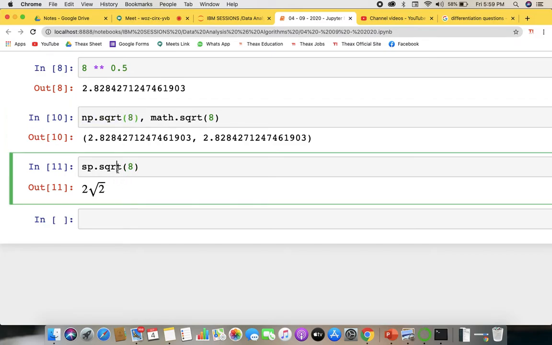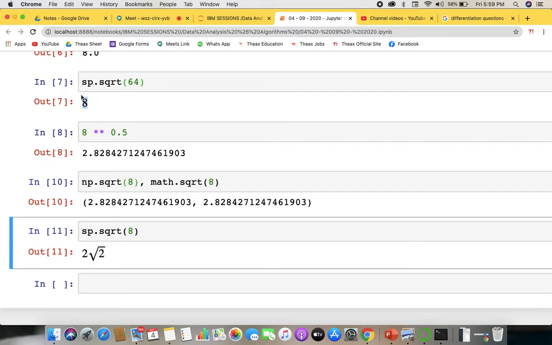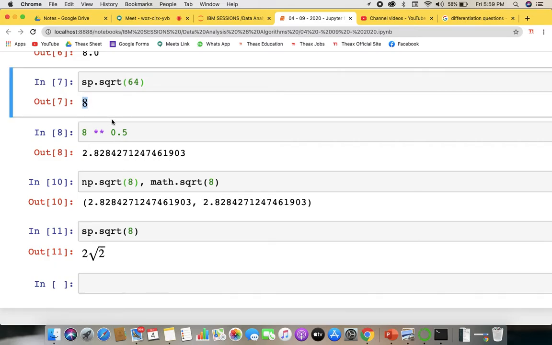Okay. And why this is coming as 2 root 2 and why that is coming as 8, the only difference is that in SymPy, when you are finding a square root, if a number is a complete square, you will be getting the value for that. But if it is not a complete square, you will be getting the results in root form. That is the first basic thing in SymPy I have given.